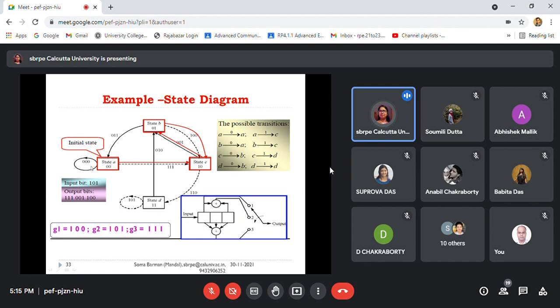As 0, so obviously by depending by the solid line. Okay. Just 1 minute you wait. Okay, just 1 minute.